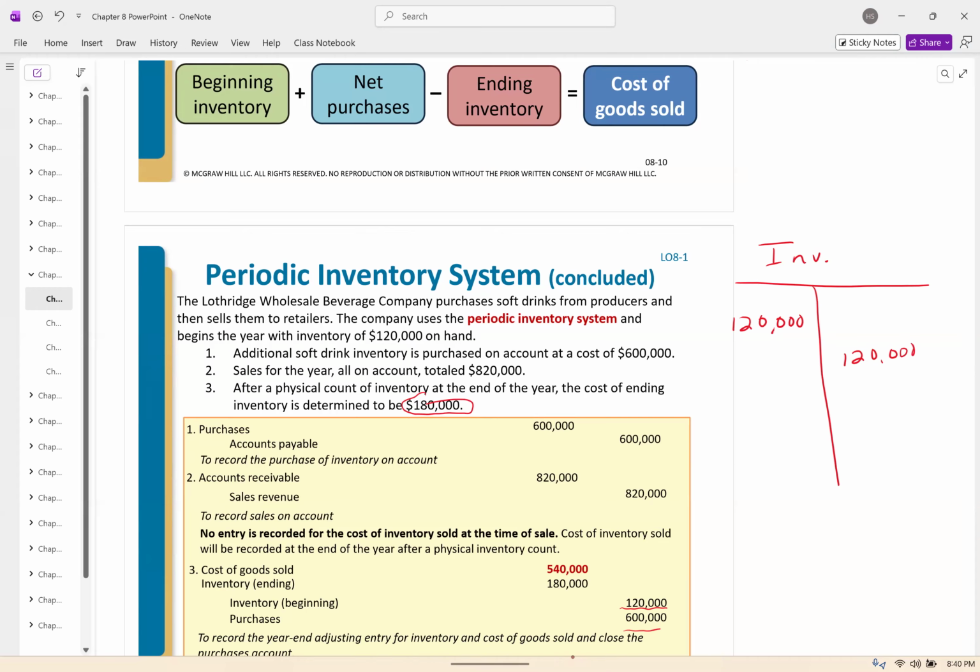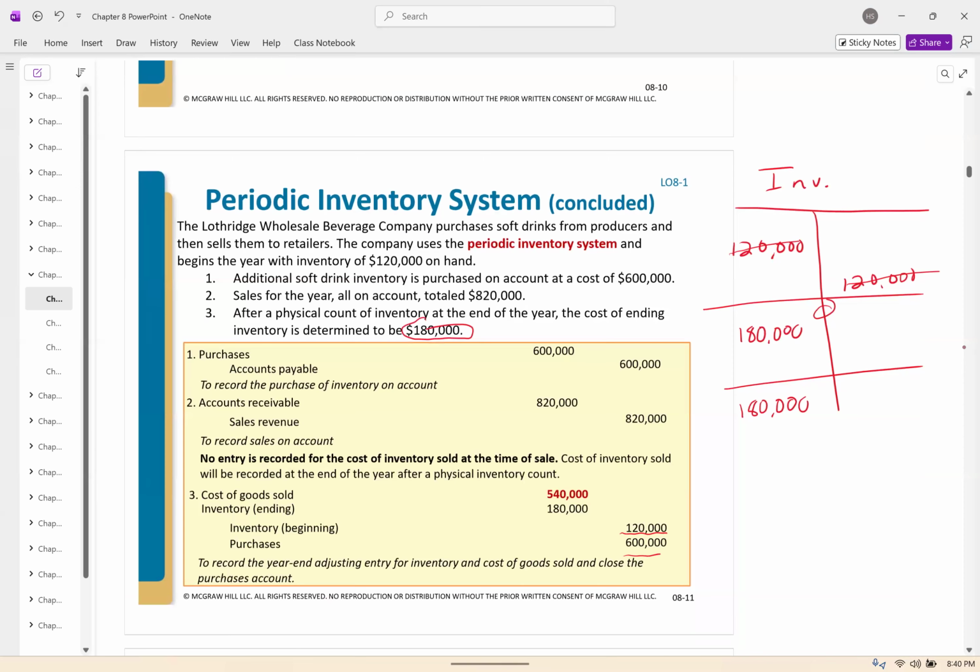We're going to debit inventory for 180,000. So we sort of just zeroed that out is really what we did. Okay. Now our ending inventory is 180,000. That will roll over to the beginning of the next year as 180,000.